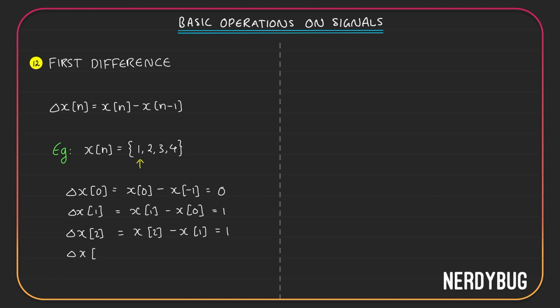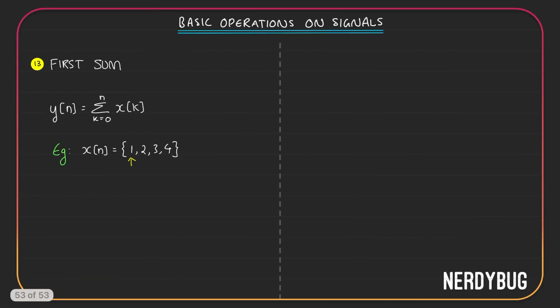Wait a second, x of 0 was not 0, it was 1. Now delta x of 3 will be x of 3 minus x of 2. X of 3 is 4, x of 2 is 3, so 4 minus 3, again 1. We can write the final answer. Delta x of n will be 1, 1, 1, 1. And we have to mark the 0th term.